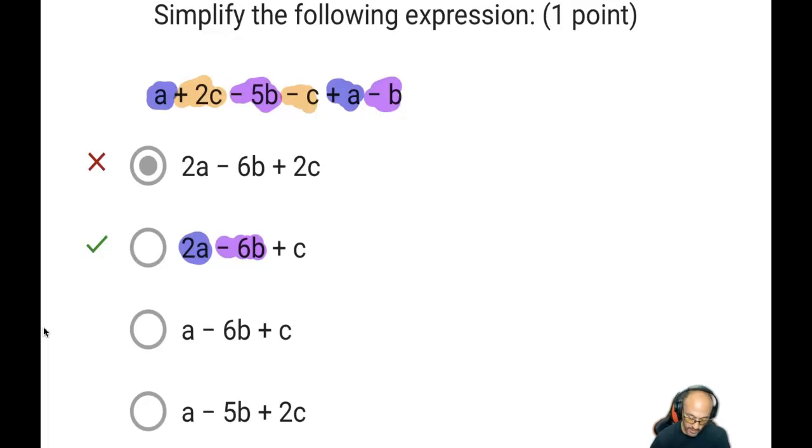The last one is the positive 2C and the negative C. And you answered that positive 2C, but since that's a negative 1C combined with a positive 2C, it's actually going to be the positive 1C. And so that is the first one.